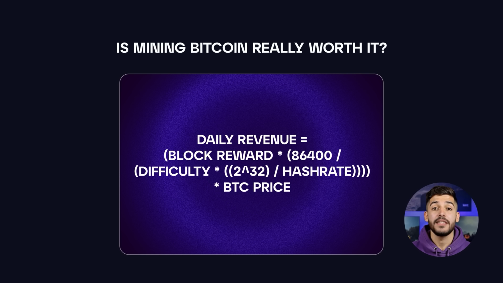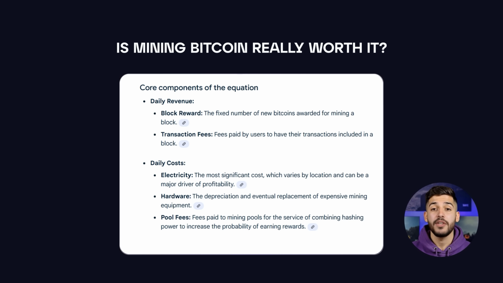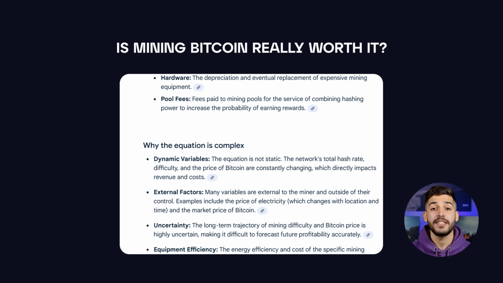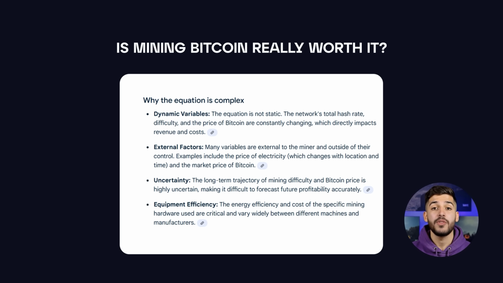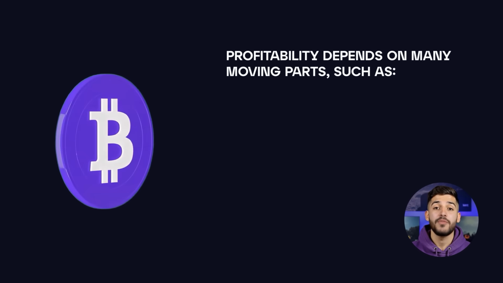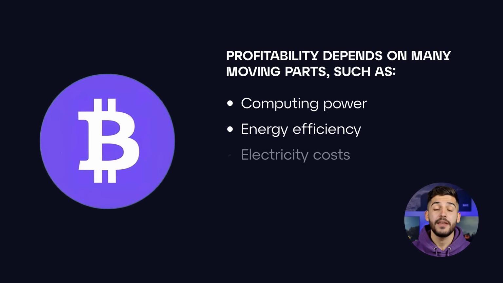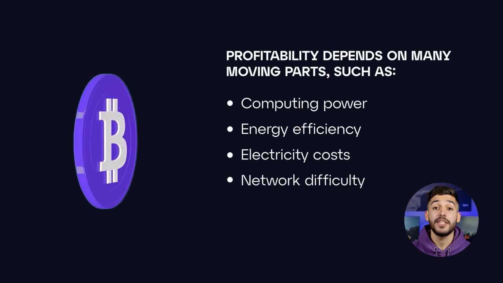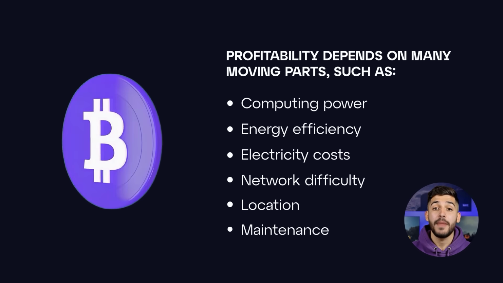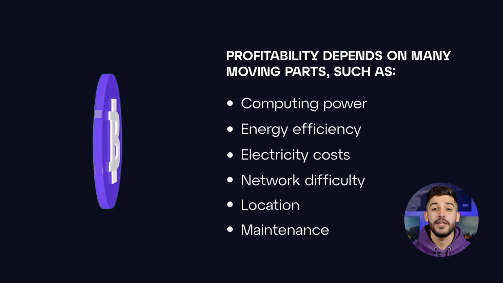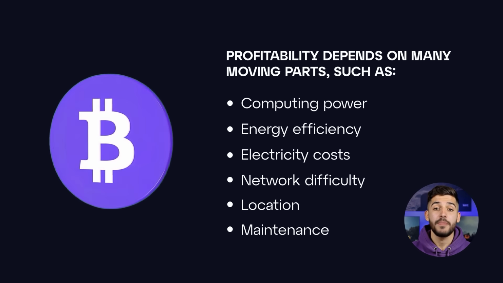Even from a distance, the Bitcoin mining profitability equation has too many variables to give a quick answer. But when you zoom in, the picture gets far more complex. Suddenly a whole set of hidden variables and not so obvious expenses come into play. The truth is, profitability depends on many moving parts, such as computing power, energy efficiency, electricity costs, network difficulty, location, maintenance, and other additional operational costs. With GoMining in particular, it even depends on how you choose to pay fees.